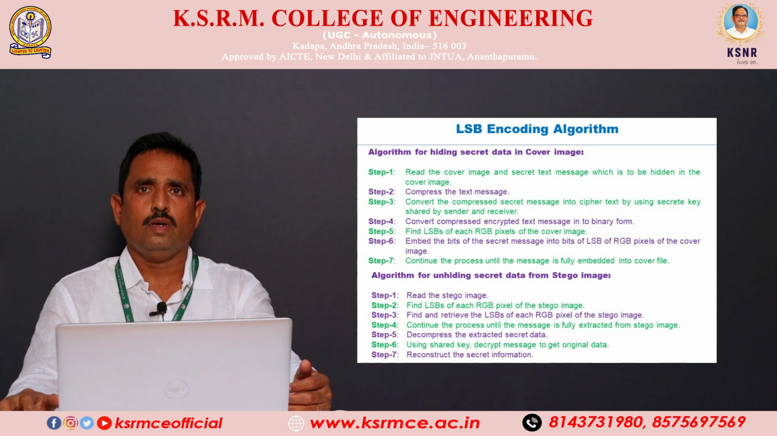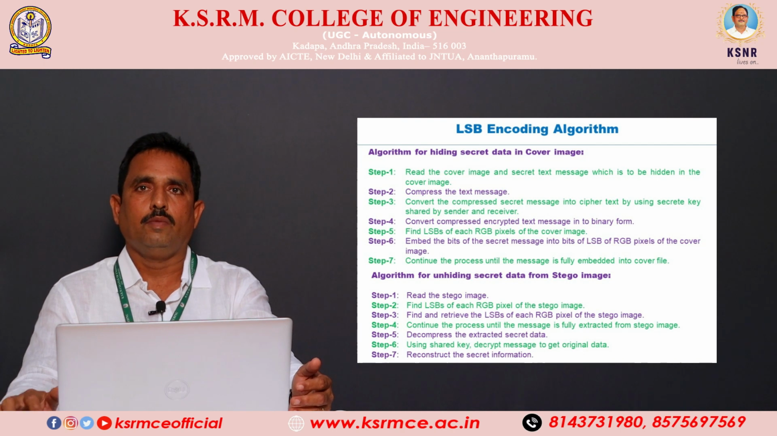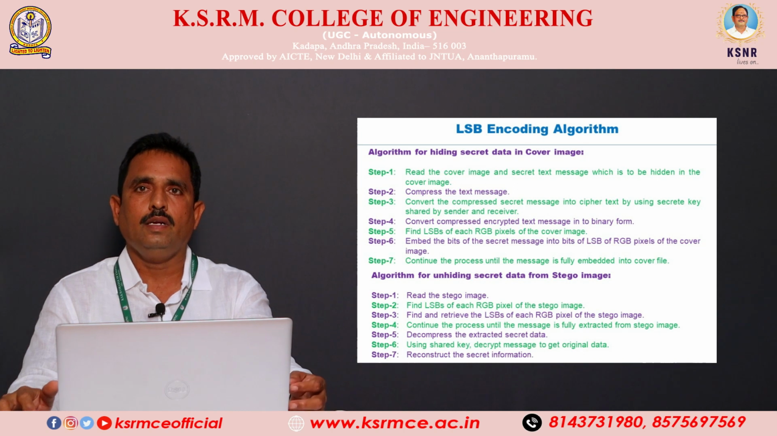Before converting that plain text into ciphertext, in step 2 we have to compress the data. The need for compression is that we can embed a huge amount of data in a cover object. Step 3 is to convert the compressed secret message into ciphertext by using a secret key shared by sender and receiver. After compressing the secret data, we apply a cryptographic technique on the compressed data using the shared key. Finally we get the ciphertext, which is the input to the cover image.